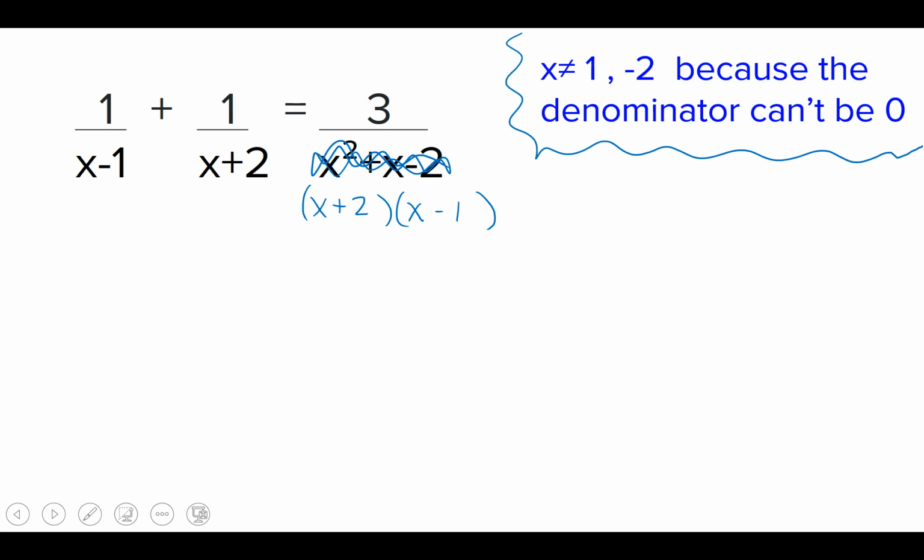All right, so looking at my denominators, when I solve for x, the only values that are restricted for us are going to be positive 1 or negative 2, because that would make my denominator 0, which we can't have in a fraction. All right, what's going to be my common denominator?